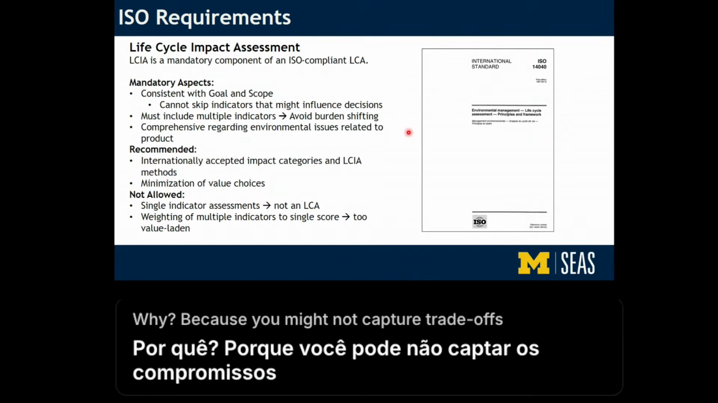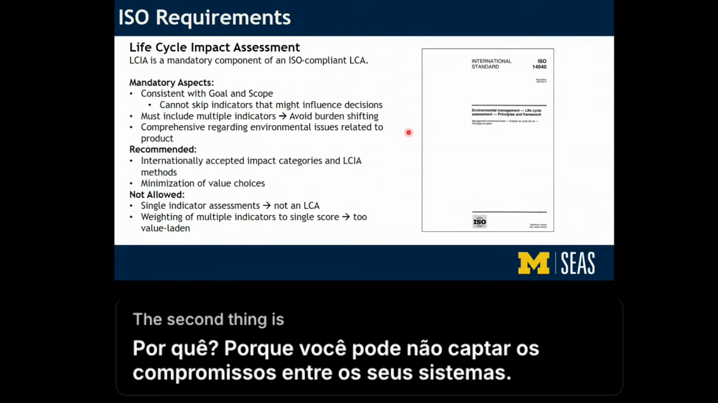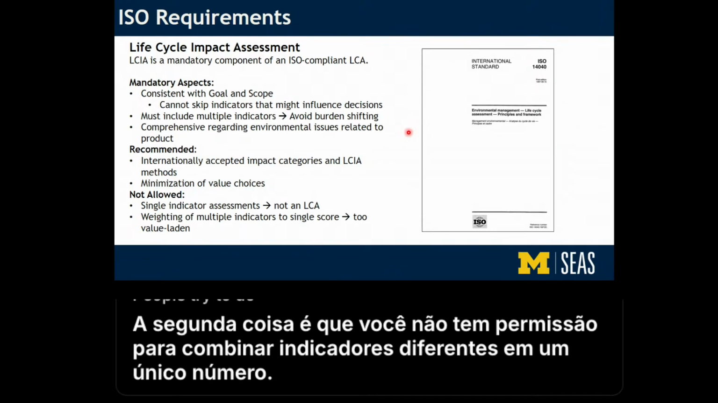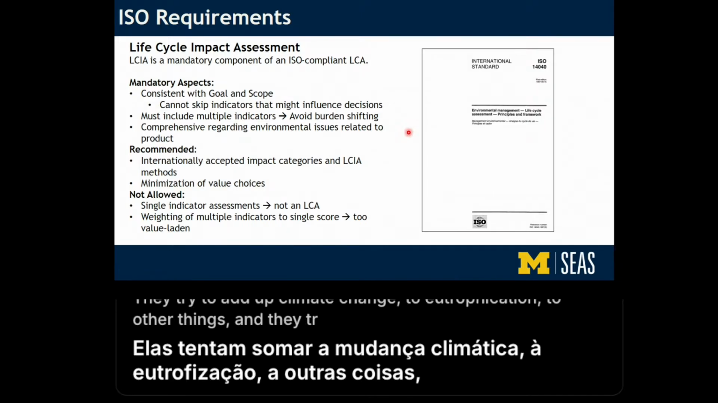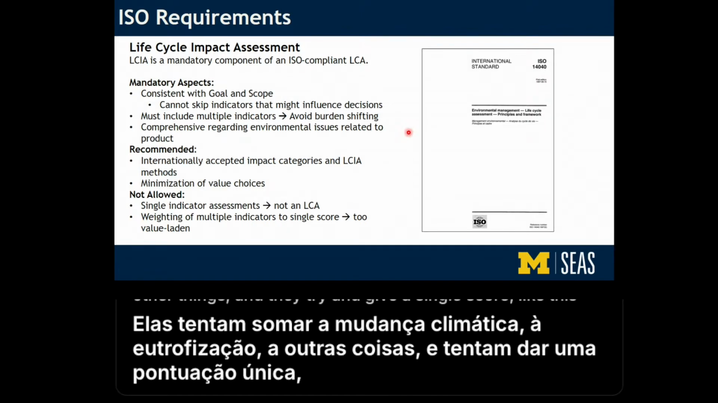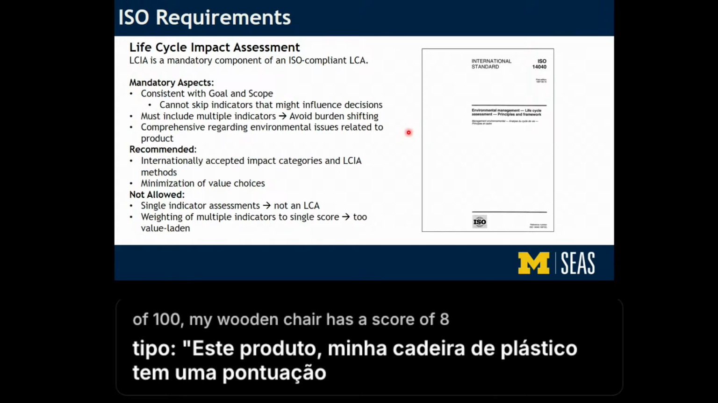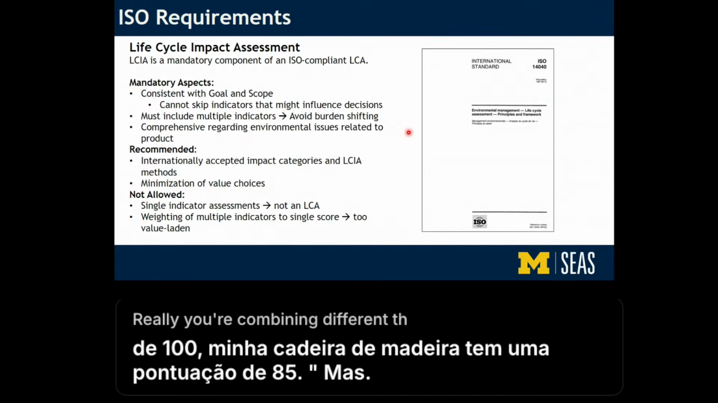The second thing is that you are not allowed to combine different indicators into one number. People try to do this. They try to add up climate change to eutrophication, to other things, and they try and give a single score, like this product, my plastic chair has a score of 100, my wooden chair has a score of 85, but you're combining different things and misrepresenting things. So you're not allowed to do that.